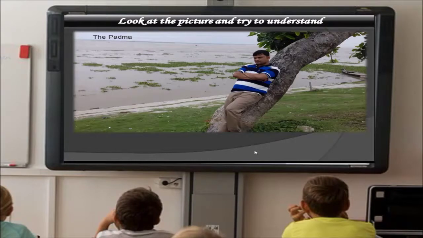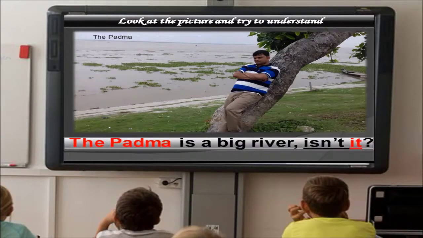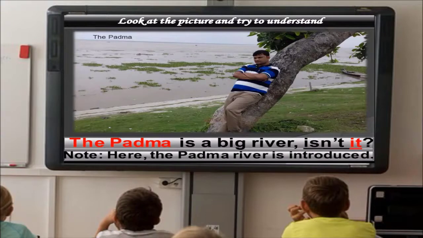Look at the picture and try to understand. The Padma is a big river, isn't it? Here, the Padma river is introduced only. So here, she does not play a role as a mother. Okay, it's only a description. I think you got understand.